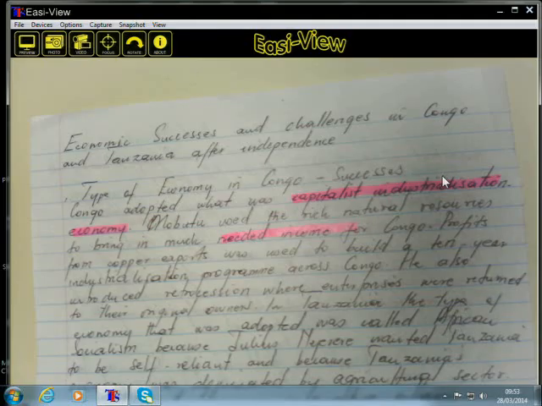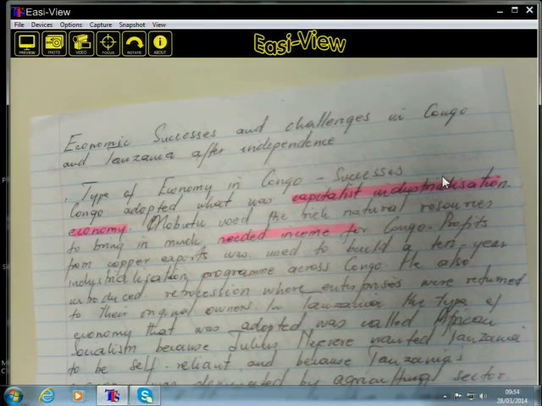Profit from these copper exports was used to build a 10-year industrialization program across Congo. He also introduced retrocession, where enterprises were returned to their original owners. So that is the part of Congo. And because of this, Congo became one of the prosperous countries in Africa because of this capitalist industrialization that was adopted by Congo.